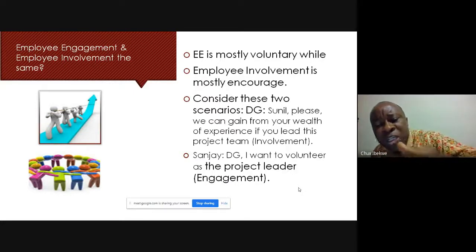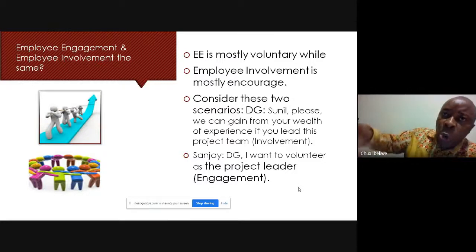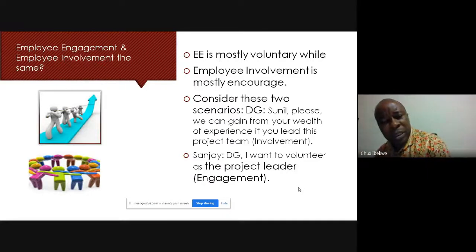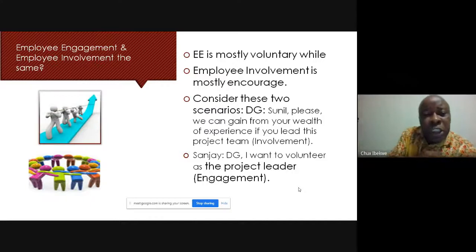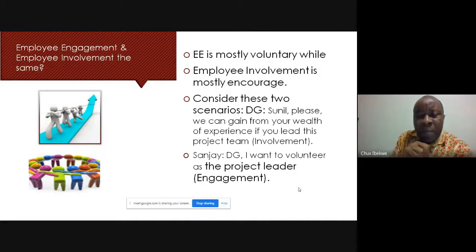what I want our organization to do this work, because I know that if we do it well, we are going to get more contracts from the government. If we do it very well, we are going to satisfy our customers. Therefore, let me lead it. Now, the DJ did not nudge you, did not give you any encouragement, but because of that attitude, that emotion you have for the success of your organization, you have volunteered to lead.